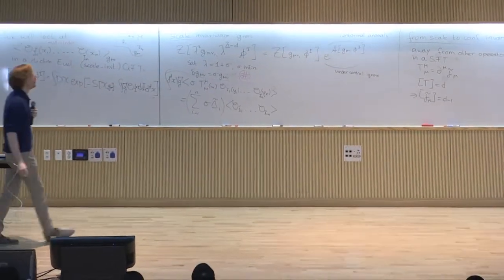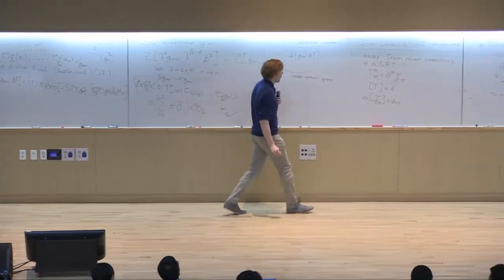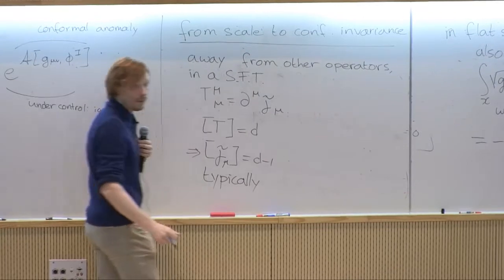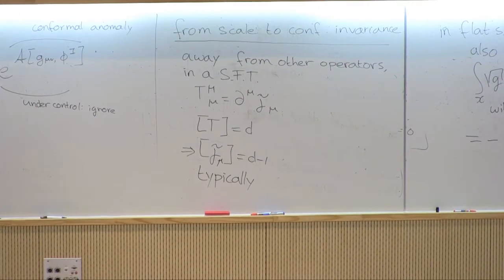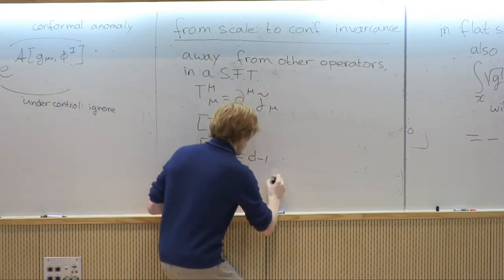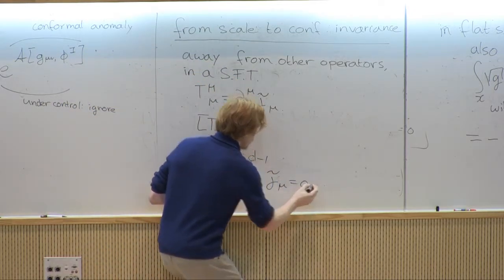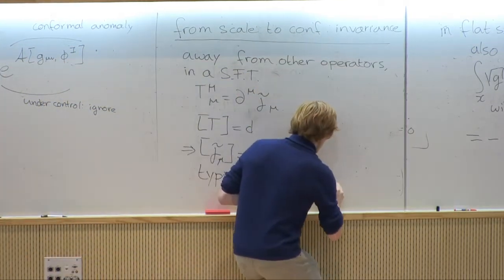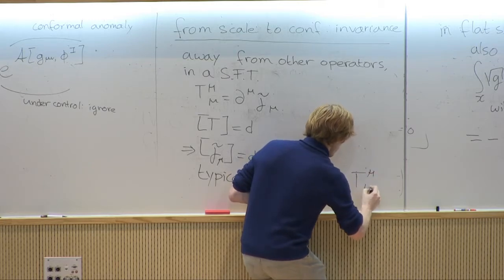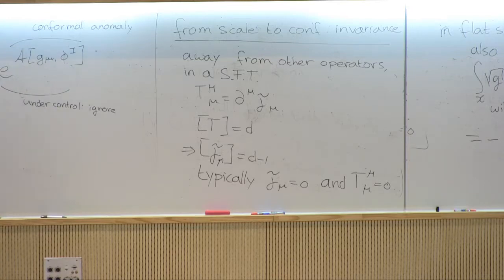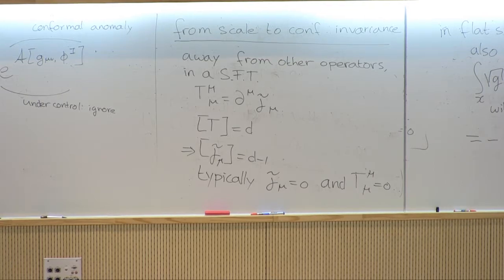So typically, and that's all I want to say about this subject. You can find more in the reference that I gave. They give you further references with more details and proofs and so on. But typically, it just so happens that J mu tilde is zero. There's no such operator. Nothing is there. And so what really happens is that T mu mu is equal to zero, again, away from other operators. So it's just zero because there's no candidate operator that could be its trace in a scale invariant theory.